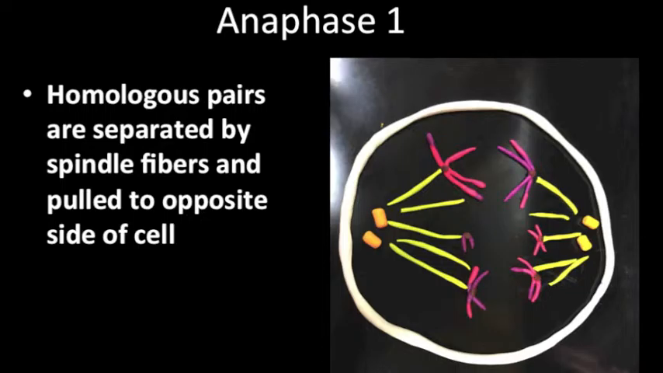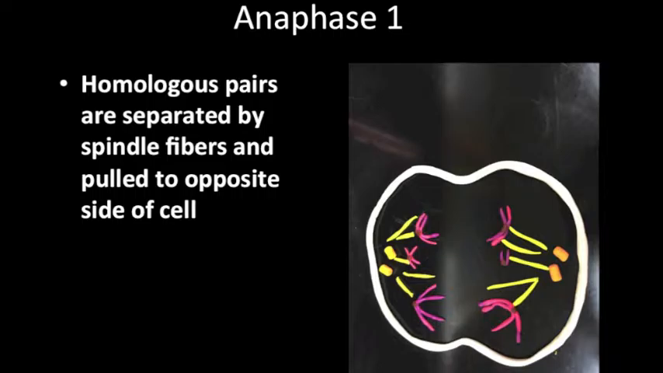The next phase of meiosis I is anaphase I. During anaphase I, homologous chromosomes are pulled apart by the spindle fibers and moved toward opposite poles of the cell.